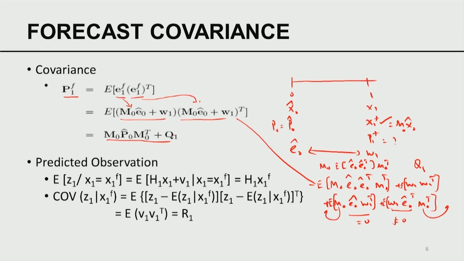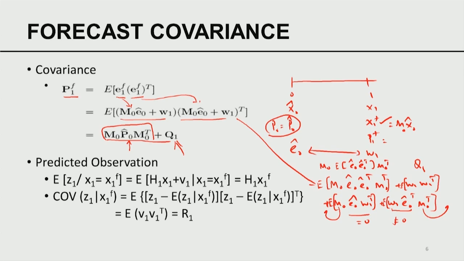There are two things worthy of notice here. The predicted covariance at time 1 consists of two parts. One part is the initial covariance magnified by the model. Okay, this is the initial covariance magnified by the model. The second one is the covariance that is introduced by the model noise. Are you all with me, please? That's important. You have to have an aha here. This is an aha moment.